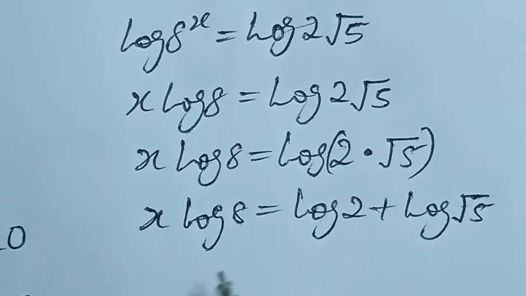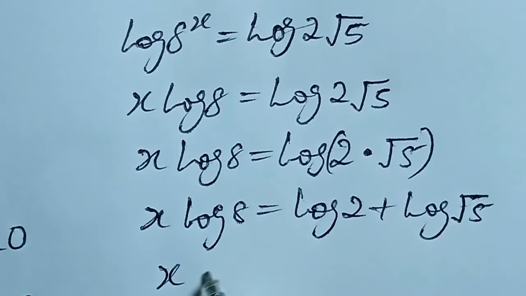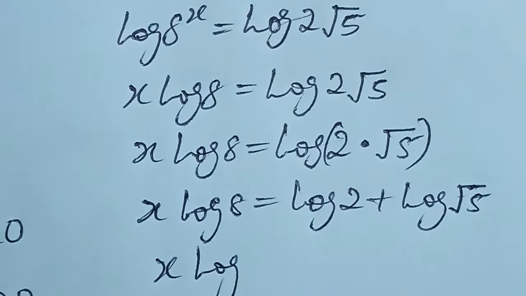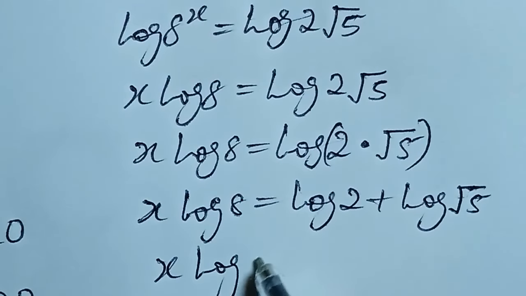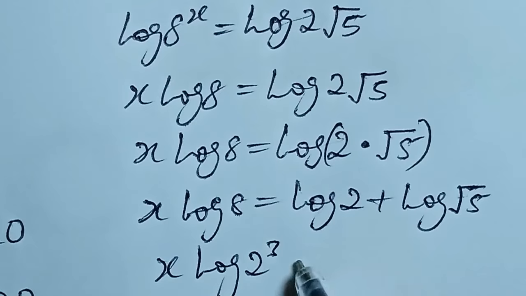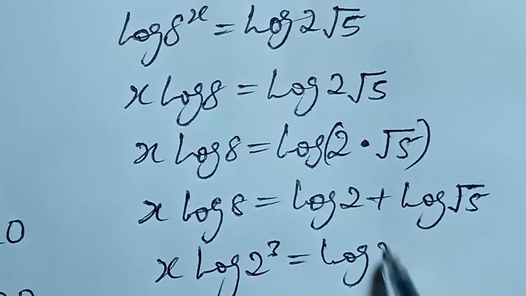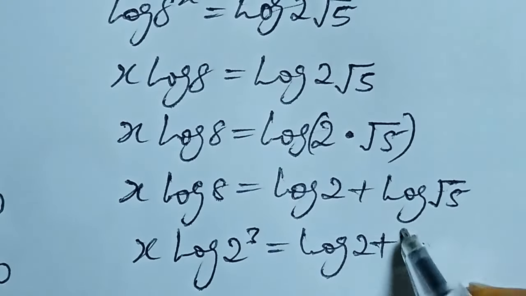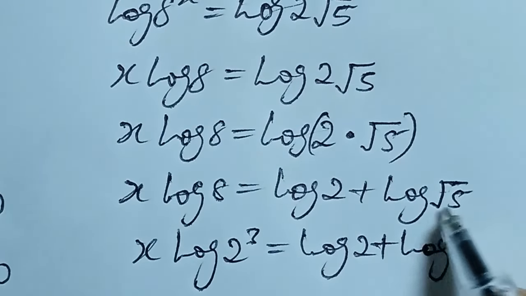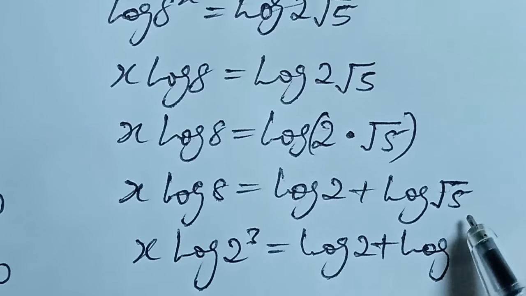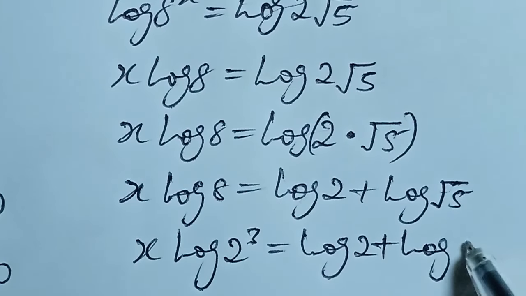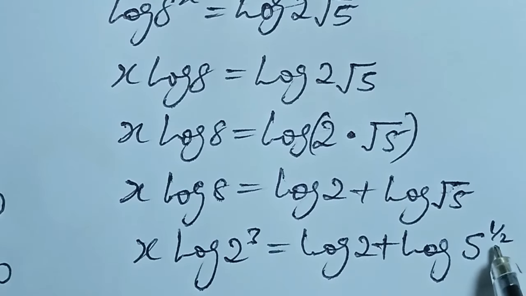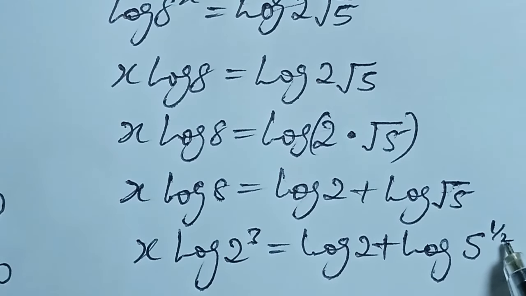Okay, now the next step becomes x log 8 can now be simplified as 2 to the power of 3 equal to log 2 plus log 5. Log square root 5 can now be transformed into 5 to the power of half. So we write this radical in terms of the power of half, in terms of exponents.